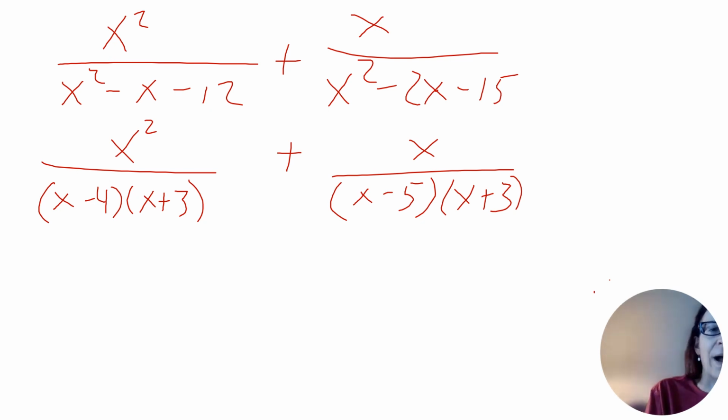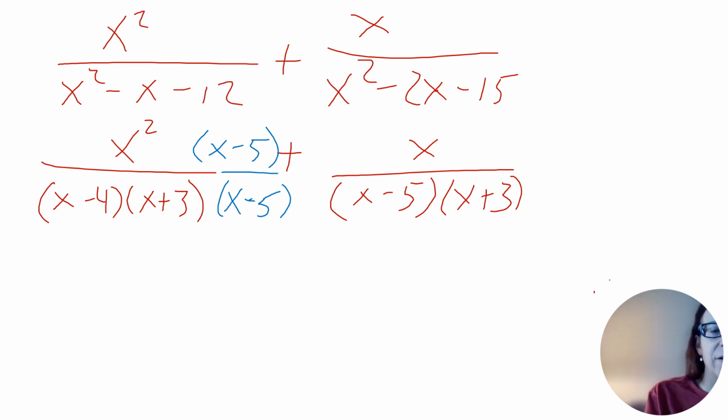So by factoring, what I can see now is that these two denominators already have the x plus 3 in common. So to get the denominators to match, this denominator needs the x minus 5. And so what I'm going to multiply by is x minus 5 over x minus 5.